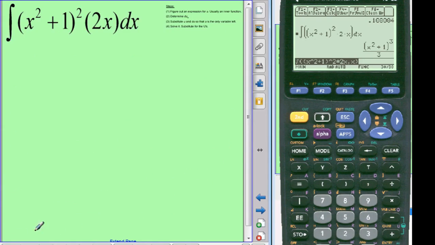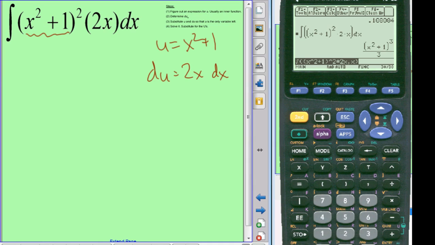Let's do an example. I'm going to go back to that same problem. The first step here is to figure out what my u is. Usually this is going to be something that is inside the function, like an inner function. In this case, an inner function might be this x squared plus 1. So for step 1, I'm going to set my u equal to x squared plus 1. Now your du is just the derivative of x squared plus 1, which will be 2x dx.